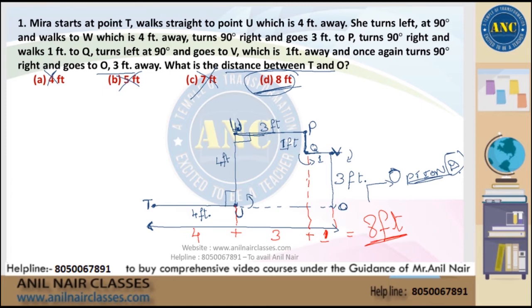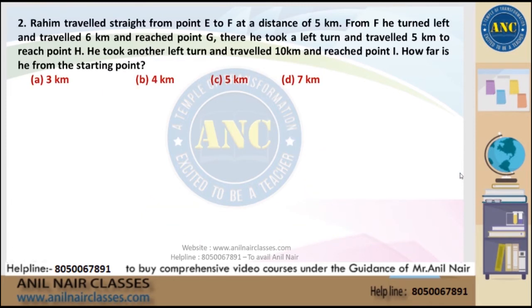Alright, now let's go to the next question. Rahim travelled straight from point E to F at a distance of 5 km. From F, he turned left and travelled 6 km and reached point G. He took a left turn and travelled 5 km to reach point H. He took another left turn and travelled 10 km and reached point I. The question is, how far is he from the starting point?